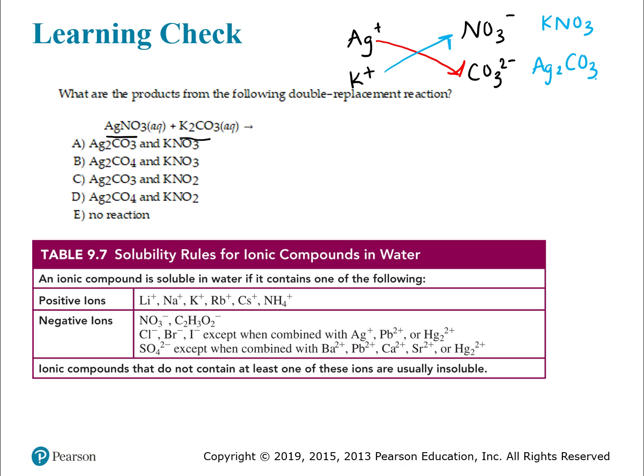So the question is asking about what are the products, but I'm using it to kind of talk about solubility too. So for the double replacement reaction, we would make potassium nitrate, and we'd make silver carbonate. But what I want you to do is figure out whether one or both of these is soluble. So figure out, is KNO3 soluble and is silver carbonate soluble? You can put your answers in the chat.